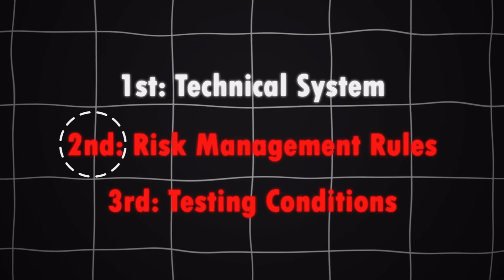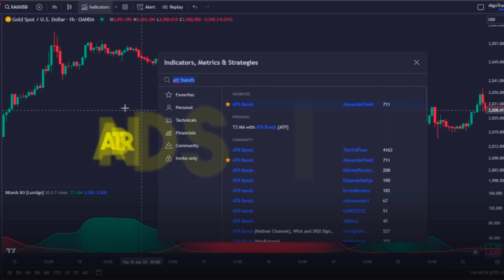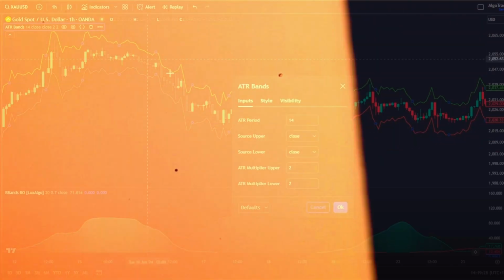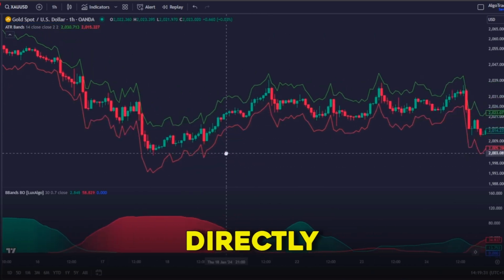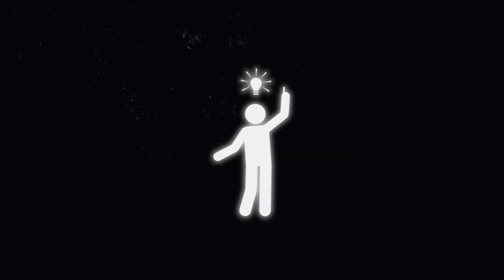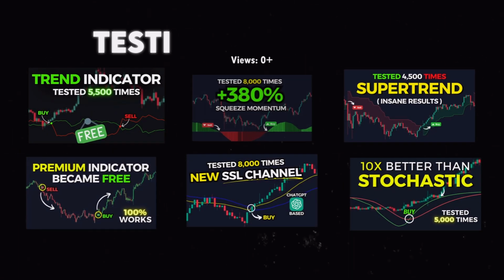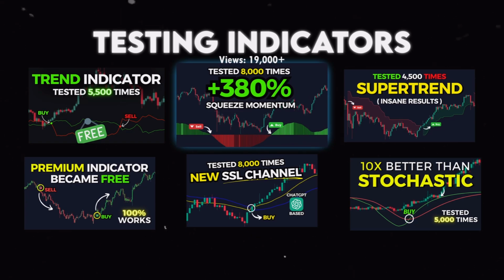For the risk management, I will use the same method as in all the other episodes by using the ATR bands indicator, a volatility indicator that places the stop losses directly on your charts according to the market's volatility. To know more about it, you can check the most viewed episode of this series regarding the squeeze momentum oscillator.